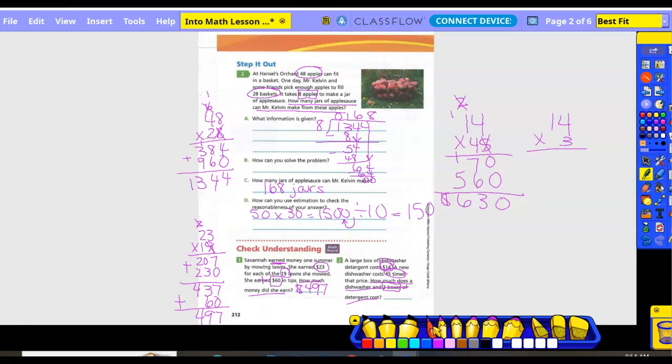So 3 times 4 is what? 12. Carry the 1. 3 times 1 is 3 plus 1 is 4. Okay, so now what do I do with that? Plus 42, right? So 2, 7, 6. So how much would it cost? $672.